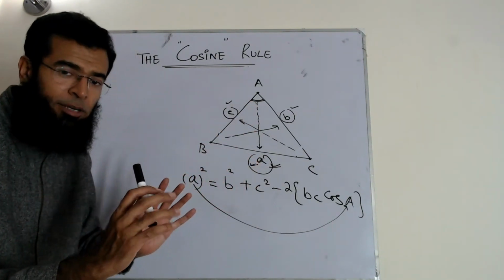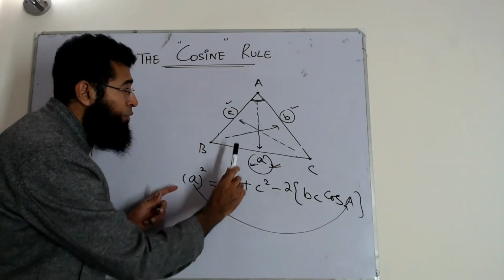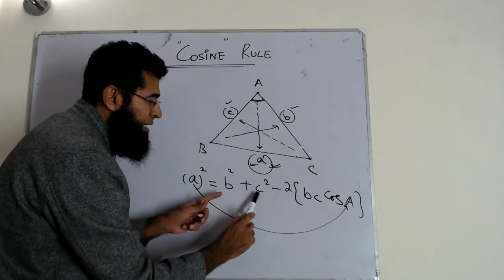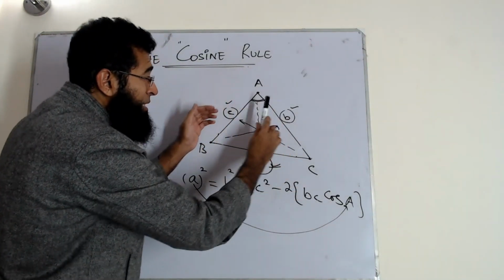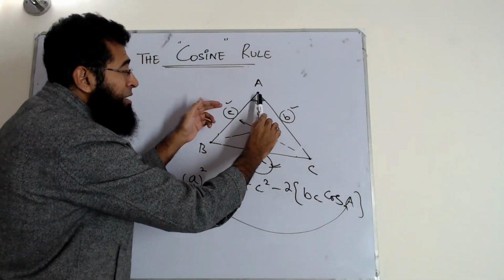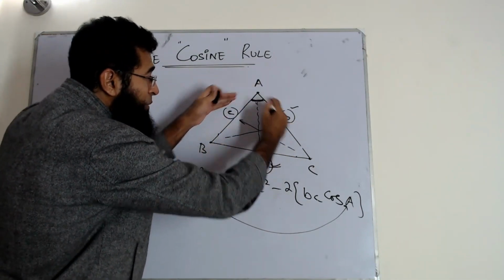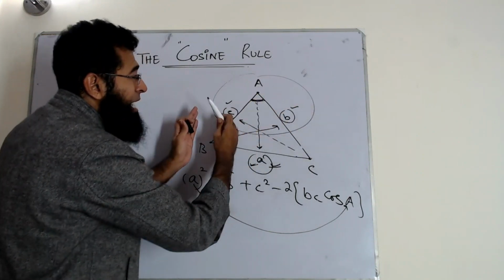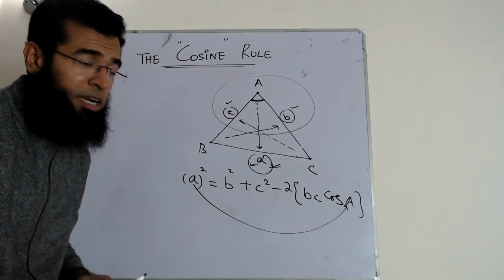So what does the cosine rule state? The square of this length, a square, is equal to b square plus c square minus 2 times the product of these two lengths, bc, cos A. And remember that this included angle is between these two lengths. So this whole thing comes as a package on the right hand side, right? So I hope this is clear.